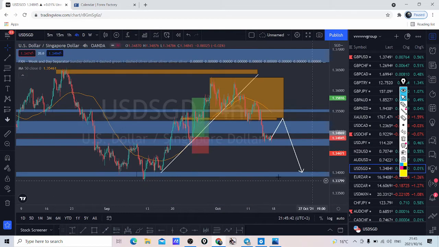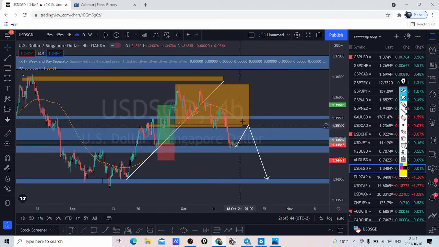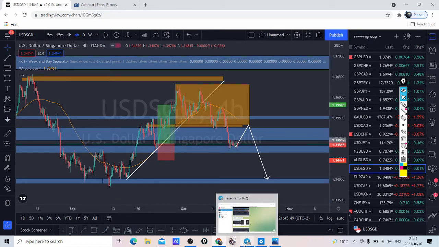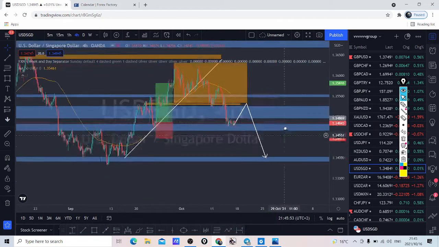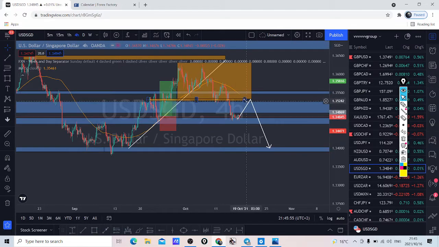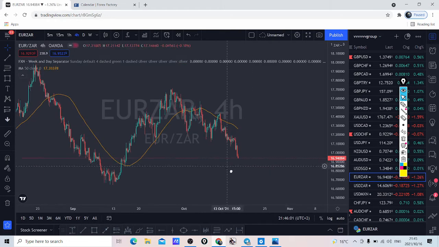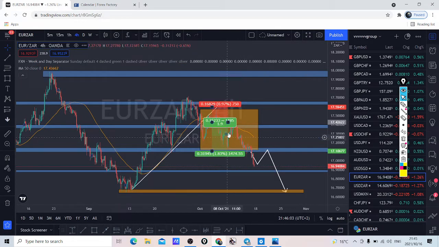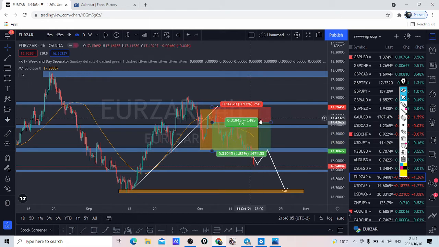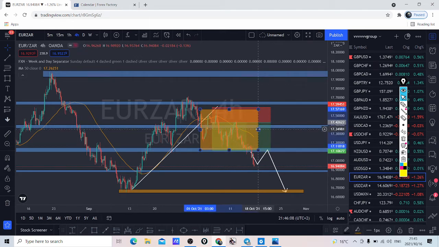Okay, USDSGD, we might get a nice pullback there and then sell. Remember, all USD pairs are now selling, guys. So I'm looking for a pullback and then a sell. Okay, EURZAR, it's finally breaking. So this signal was given for a sell a long time ago.